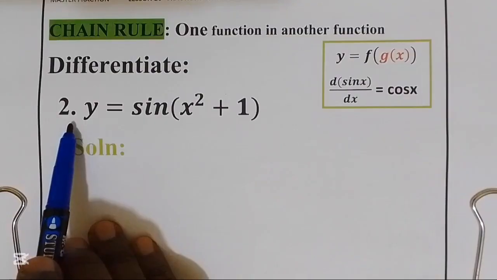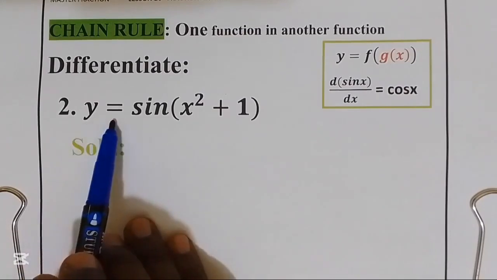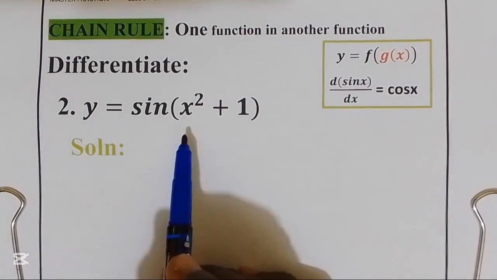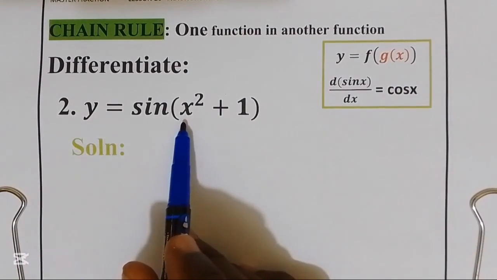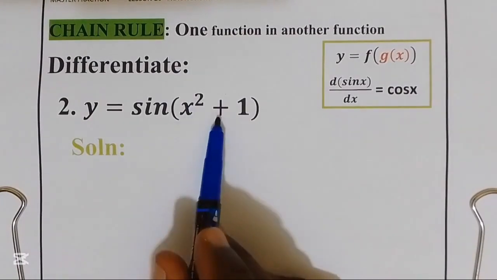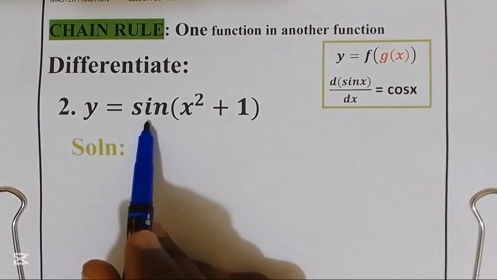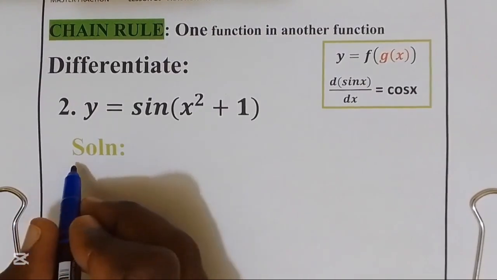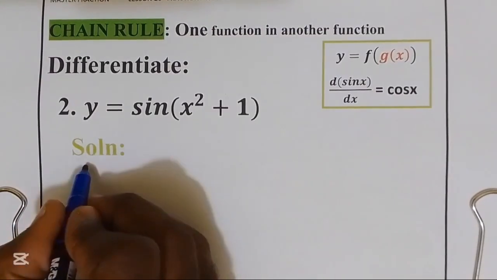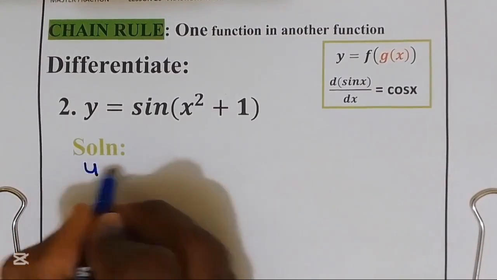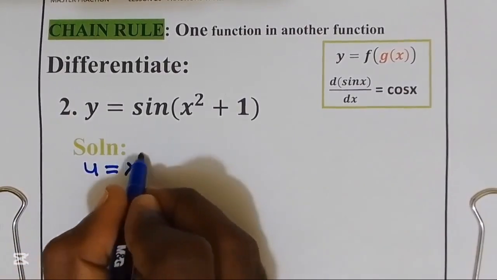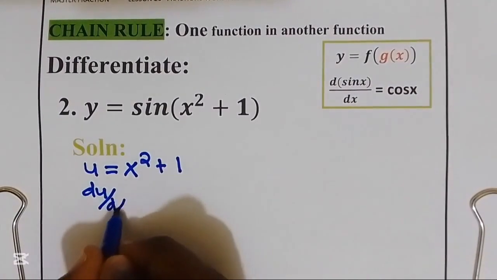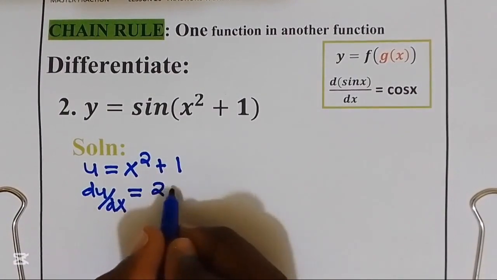Let us see question number 2. We have y is equal to sine of (x squared plus 1). For this case, our inner function is x squared plus 1, and our outer function is sine. Let the inner function be equal to u. Now u is equal to x squared plus 1, du over dx is equal to 2x.